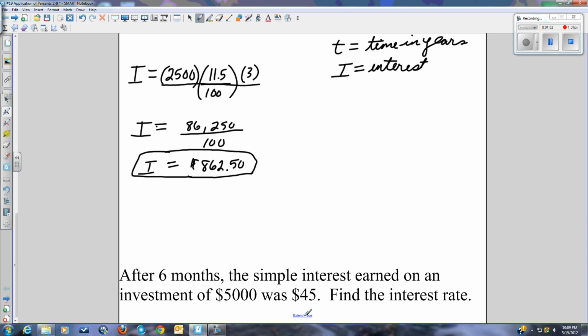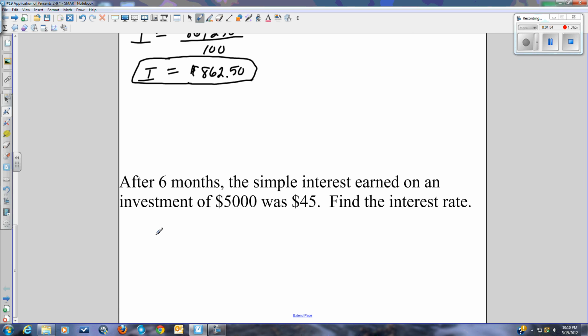Now let's do this next problem. It says after 6 months, the simple interest earned on an investment of $5,000 was $45. Find the interest rate. Now, principal can also stand for the amount that you invest as well as the amount that you borrow. So we're going to use our formula, interest equals principal times rate times time. Remember, the time is in years.